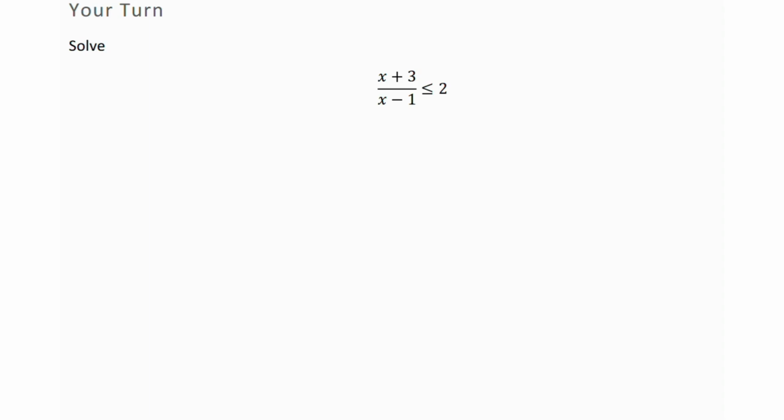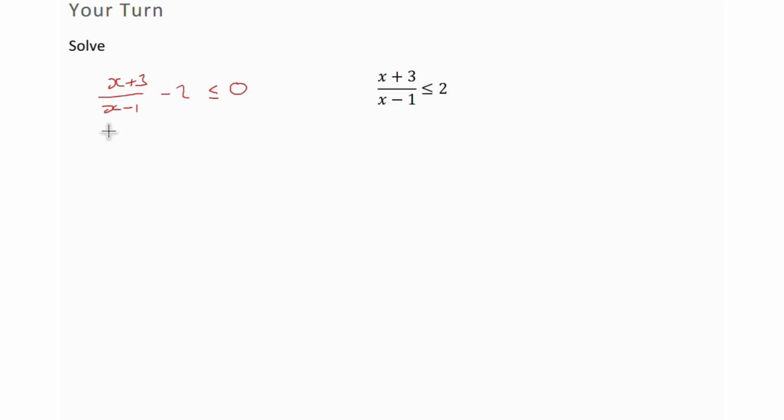Solve (x + 3)/(x - 1) is less than or equal to 2. I'm going to start by manipulating this into an inequality less than or equal to 0. So (x + 3)/(x - 1), take 2, is less than or equal to 0.